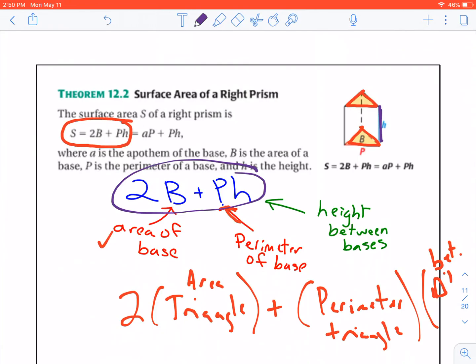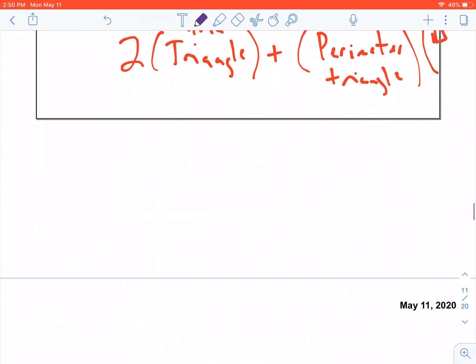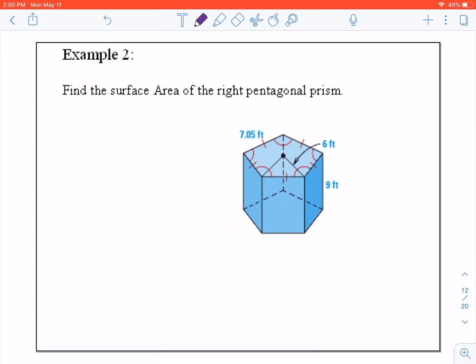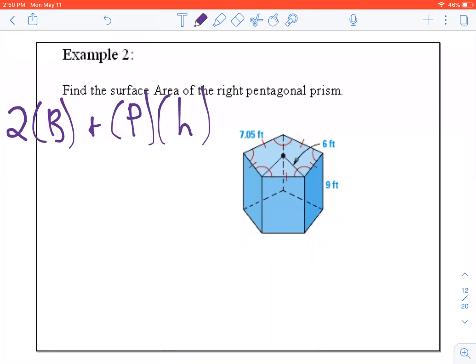The only way to make any of these problems in the next 4 sections difficult is to make your base harder to work with. And I actually start this chapter off with the hardest example I can possibly give you. Let's take a look at example 2. Example 2 says to find the surface area of your right pentagonal prism. So my formula says surface area is 2 times the area of the base plus the perimeter of our base times the height between our bases.